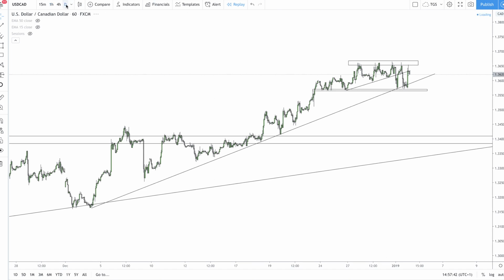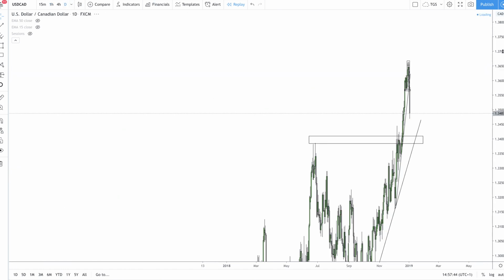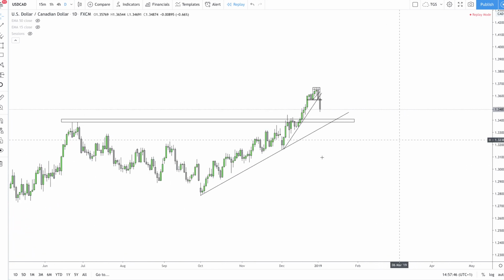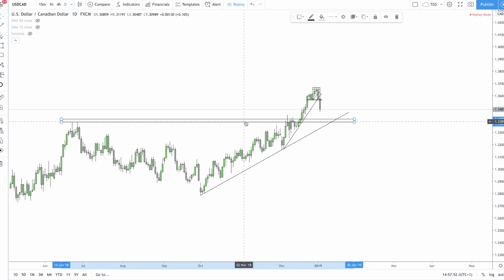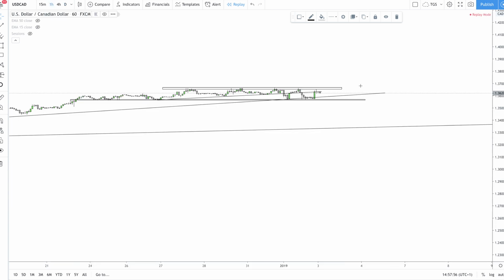So we'll just head back to the daily quickly, so we don't lose track of where we are. So you can see here on the daily, we've got 1, 2. Are we going to get a third touch and a retest of this level? Now, if you're not sure how I'm plotting these levels, don't panic. I'm going to teach you that in the next episode. So go back down to the hourly then.